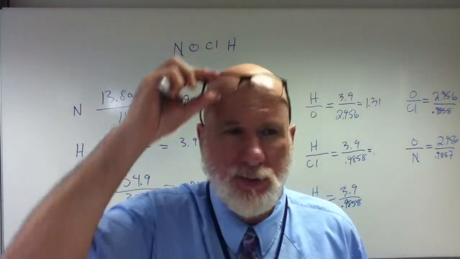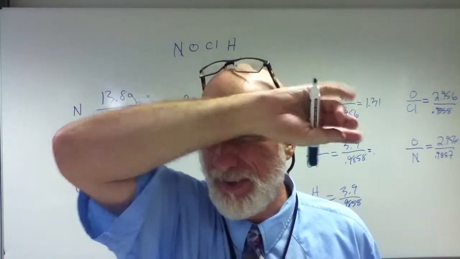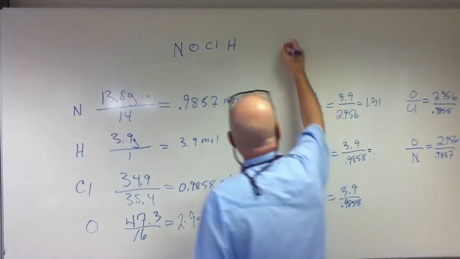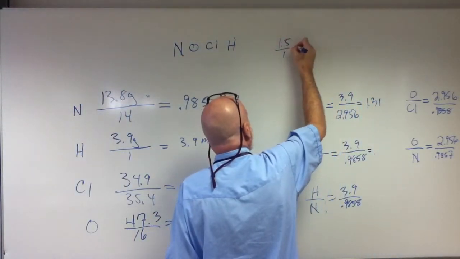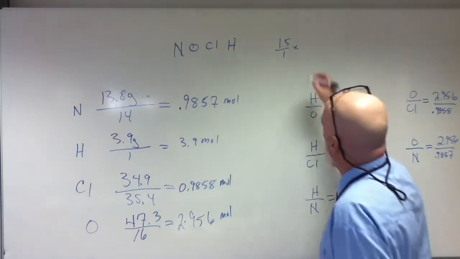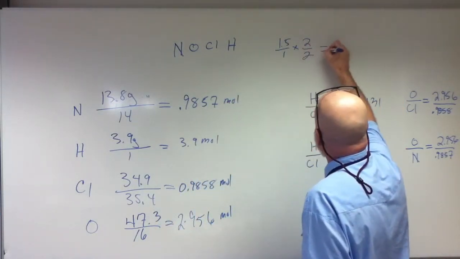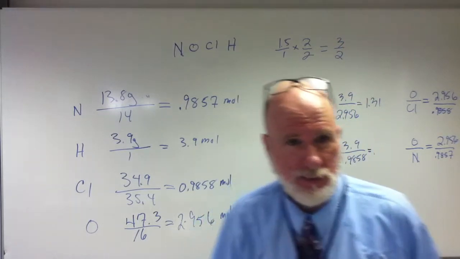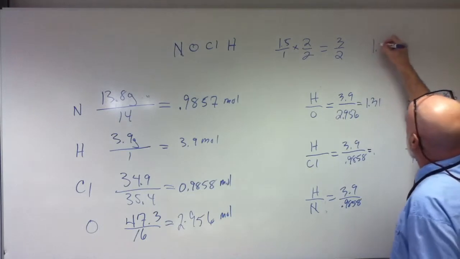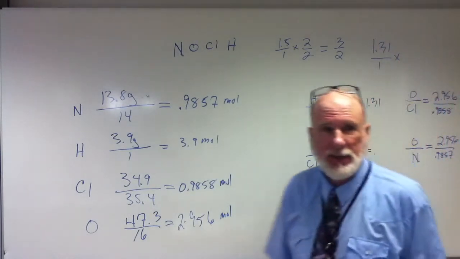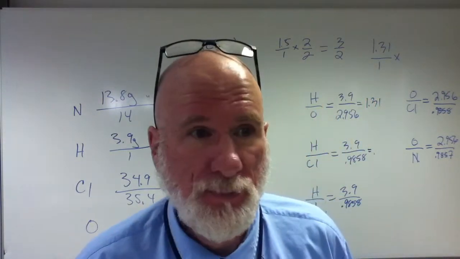Now, how can you use 1.31? Does that make any sense to you? If you get 1.5 to 1, what would you multiply that by? You multiply it by 2 over 2, and that'll be 3 to 2, right? Do you understand that? You get that? If you have 1.3 over 1, what would you multiply that by to get the nearest whole number ratio?